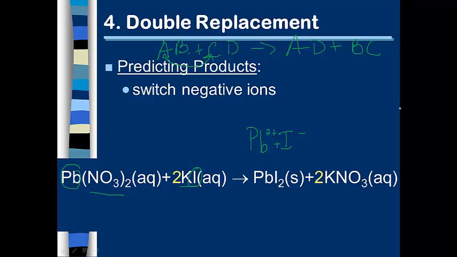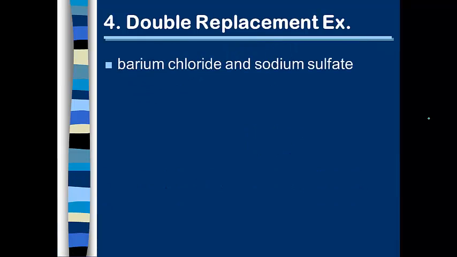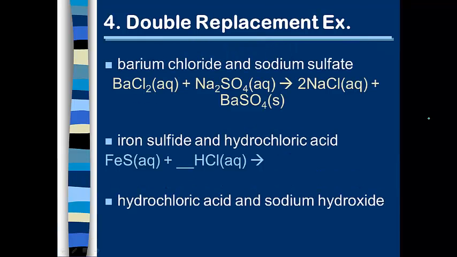To get it balanced, I would need a 2 in front of both the potassium iodide and the potassium nitrate. And remember, we will do lots and lots of practice in class. Okay? All right, let's do a couple of other samples.